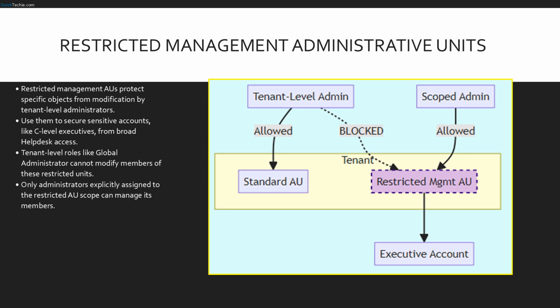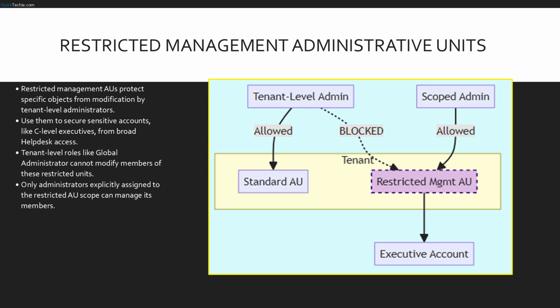By placing executive accounts into a restricted AU, you prevent a standard tenant-level help desk administrator from resetting the CEO's password to gain unauthorized access. In this configuration, tenant-level roles, even global administrators, are blocked from modifying the members of this specific unit. Only administrators you explicitly assign to the scope of this restricted AU can manage these sensitive objects. This creates a highly secure enclave within your tenant.